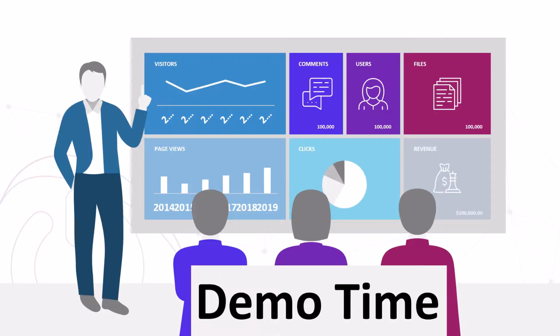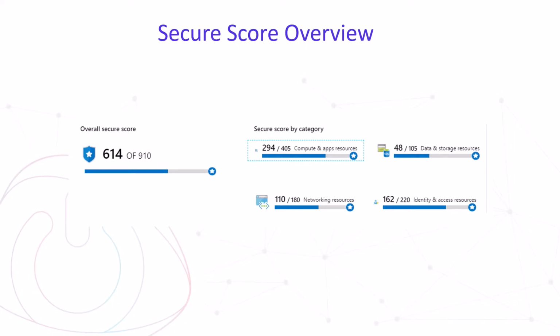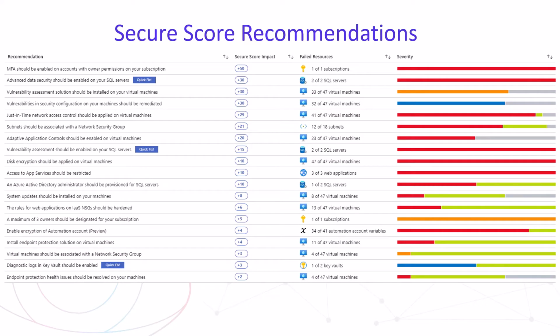Okay, now that the demo is completed, we're going to move on and talk about the Azure Security Score. The Azure Security Score provides a centralized overview of how different subscriptions fare with respect to security. These recommendations are broken down into compute, networking, data, and identity recommendations. Each recommendation has been provided a secure score impact. This helps organizations prioritize the most important recommendations first.